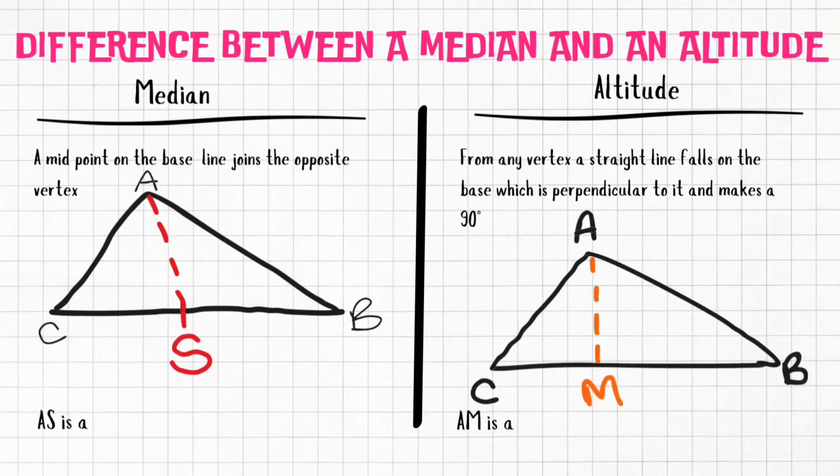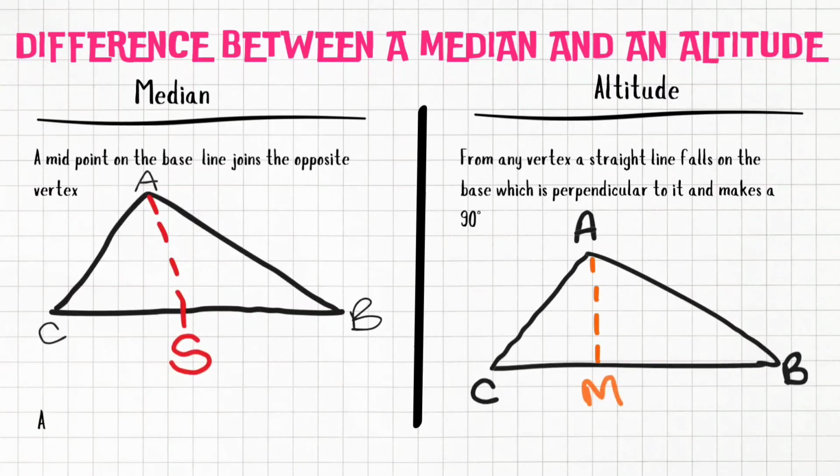Difference between medians and altitudes. Here's the difference between them. If we talk about median, let's draw a triangle. Now, on the baseline, mark a midpoint. This midpoint divides the baseline into two equal parts. Now, from that midpoint, make a line that joins to the opposite vertex. This line formed is your median.